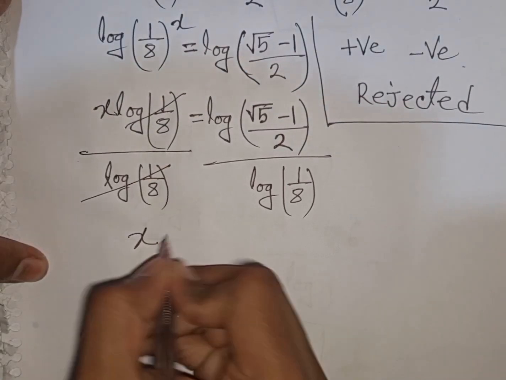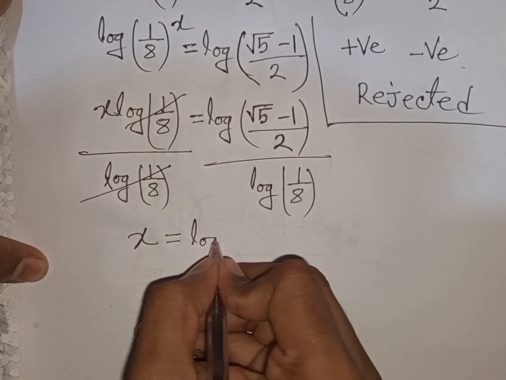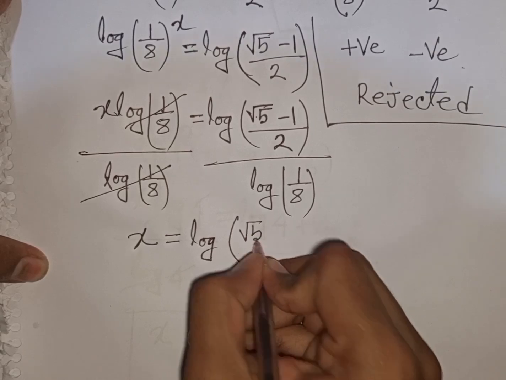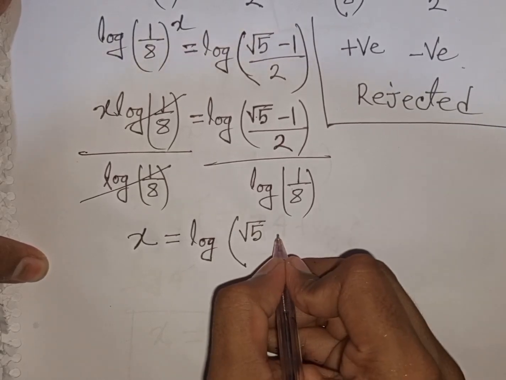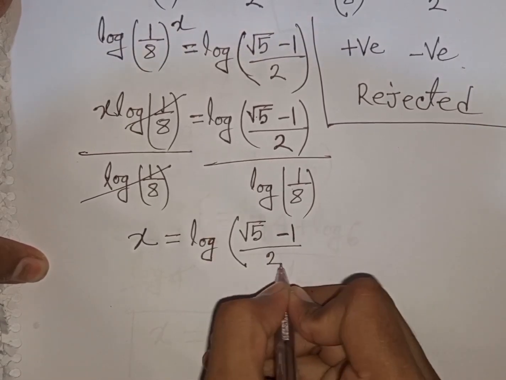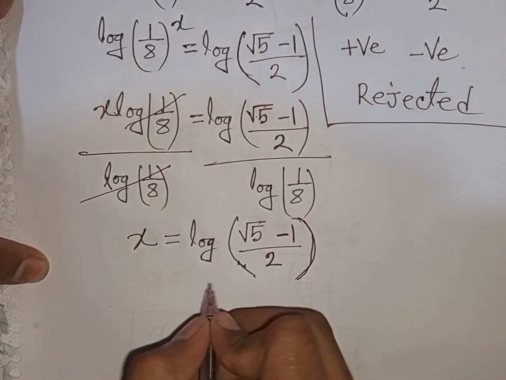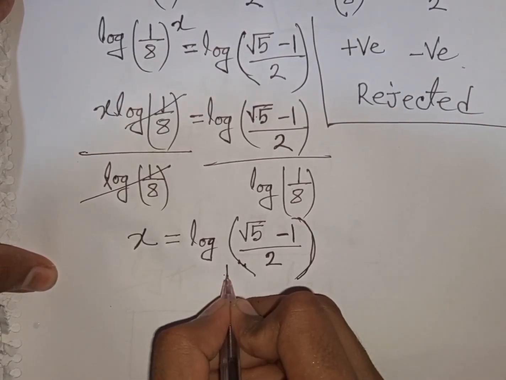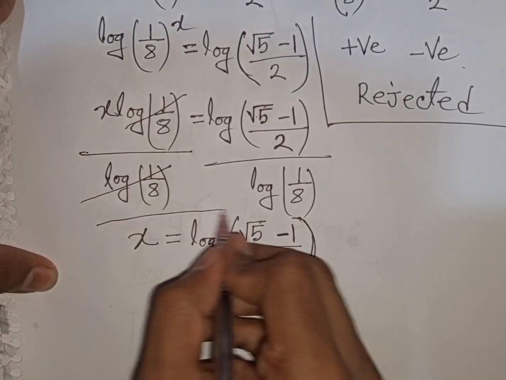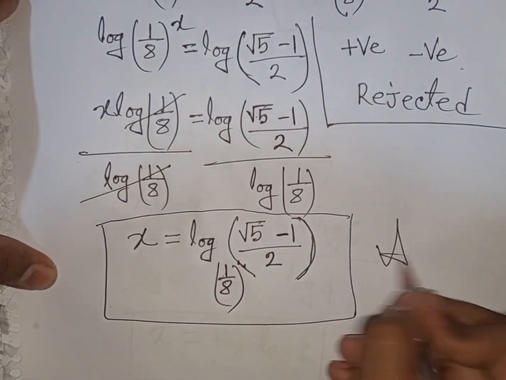So, here x will be equal to this divided by this, that means it will be log of a square root of 5 minus 1 over 2, then base of 1 by 8. So, this is the value of x. So, this is our final answer.